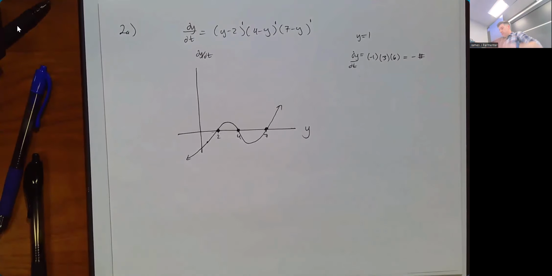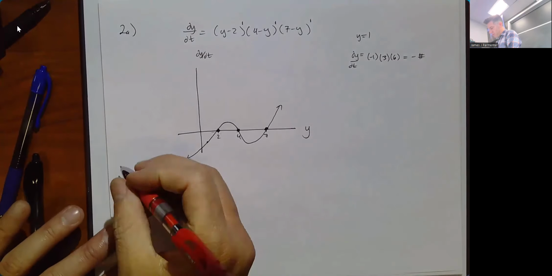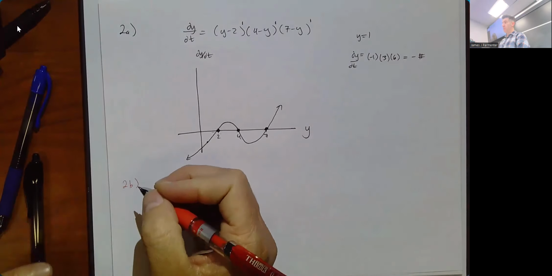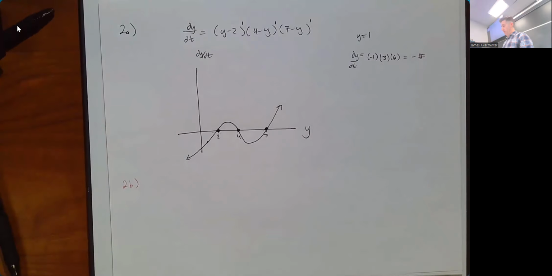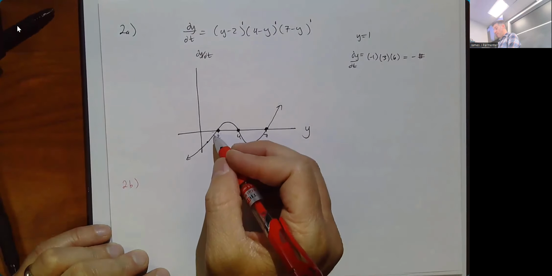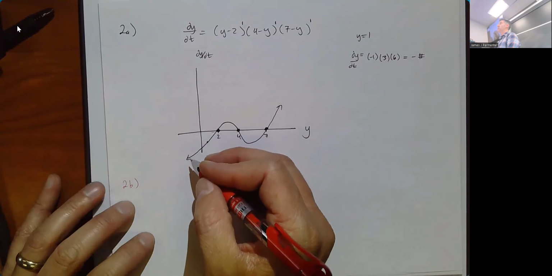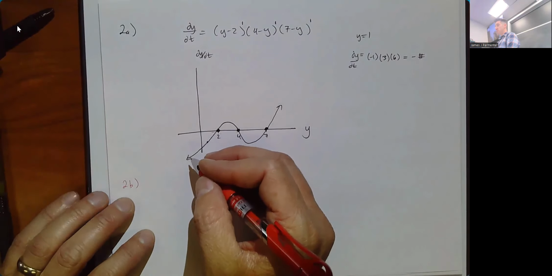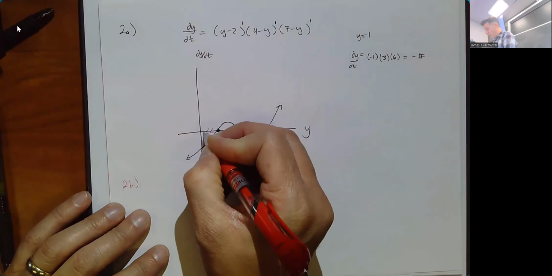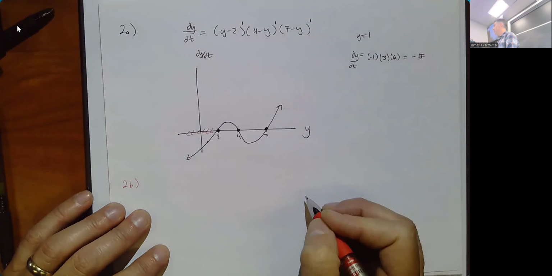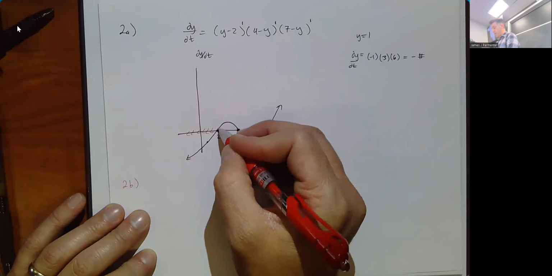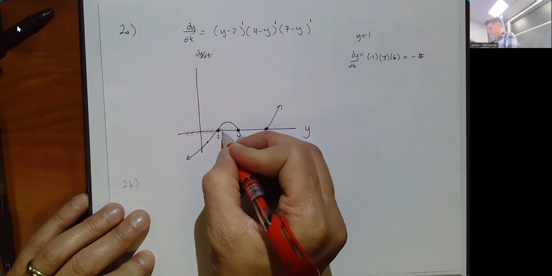So we did part 1. Part 2, we still need to draw on this thing though. So 2B is to determine the stability, and that's by drawing the little arrows. So if your graph is below the horizontal axis, your arrows point which way? To the left, where y is decreasing. And if your graph is above the horizontal axis, your arrows point to the right.